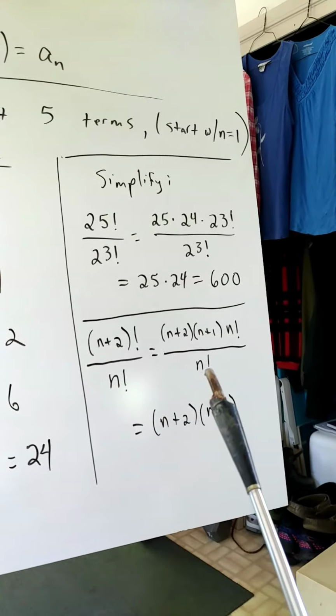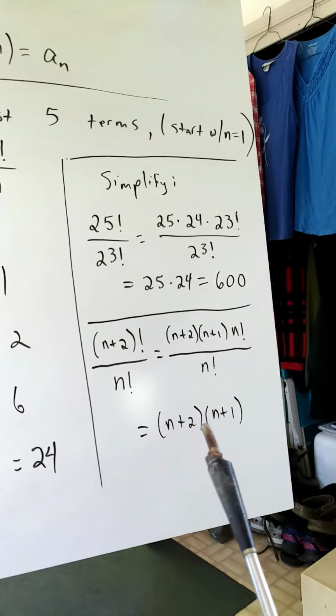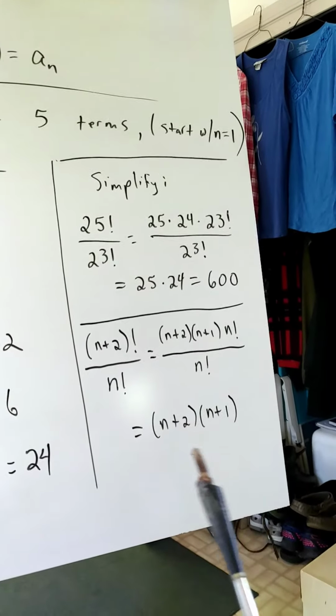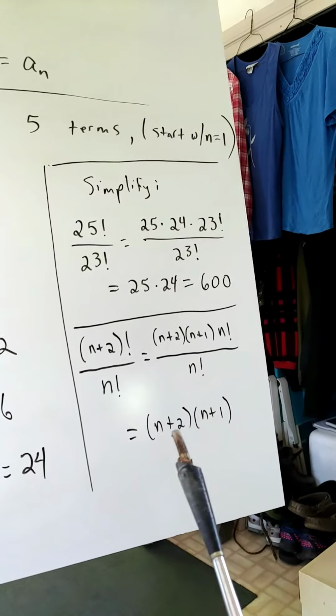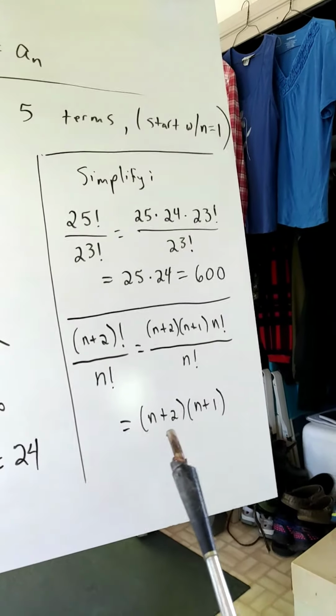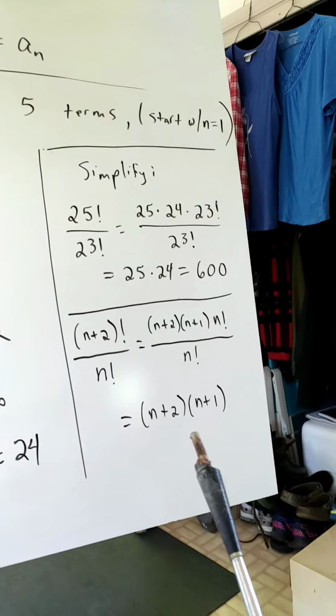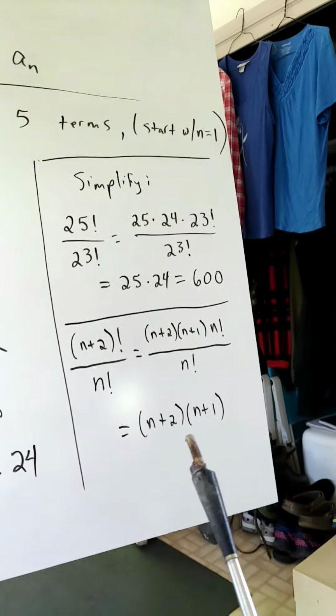They cancel. That leaves simply n plus 2 times n plus 1 as the final expression for what we had originally here. It's not necessary to distribute this and call it n squared plus 3n plus 2. If you do, that's fine, but it's not necessary.